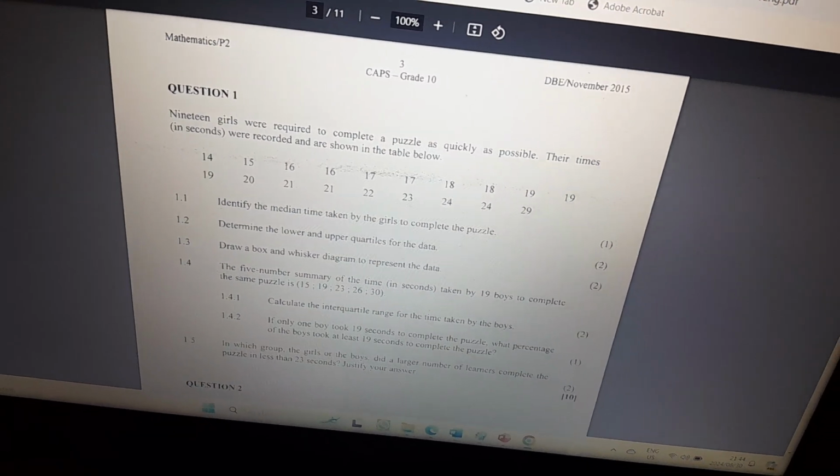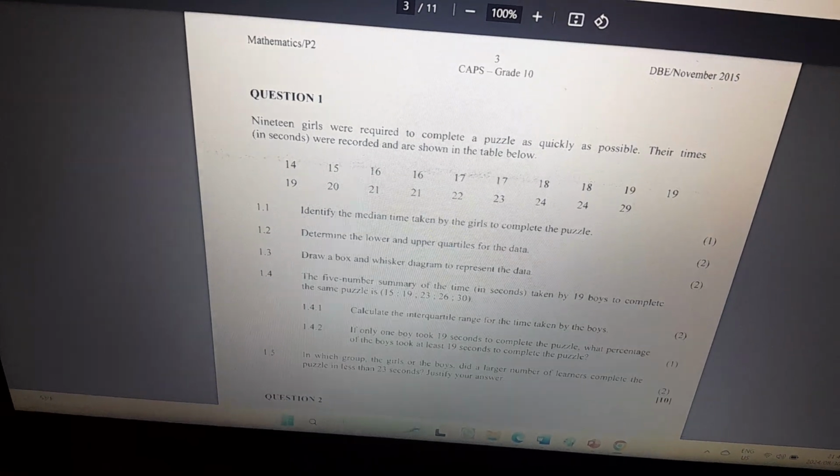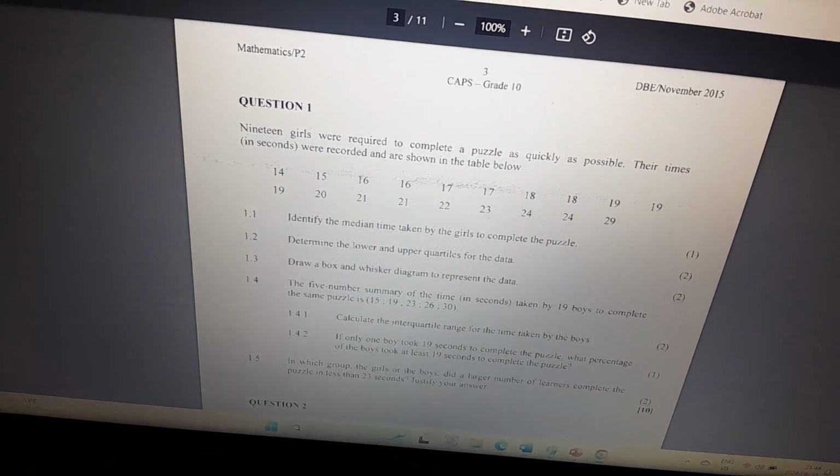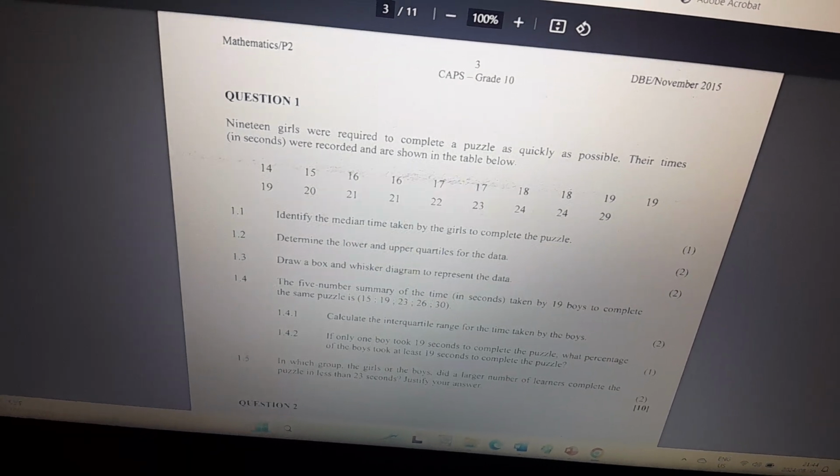Okay, let's do the last question there. 19 girls were required to complete a puzzle as quickly as possible. Their times were recorded there.